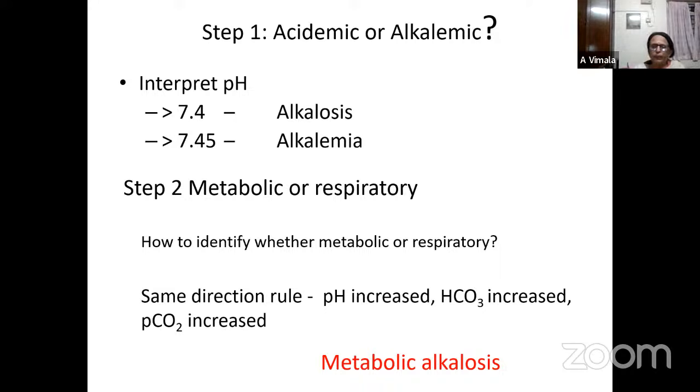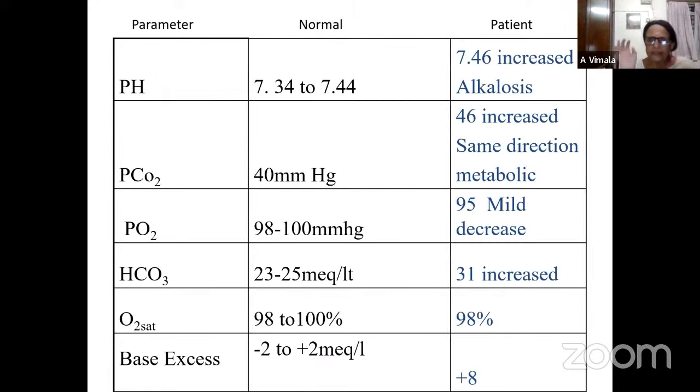Step 2, to find out whether it's a metabolic abnormality or respiratory abnormality as a primary problem. So we said same direction rule. Here the pH is increased, bicarbonate is increased, PCO2 is increased. This is simple metabolic alkalosis.